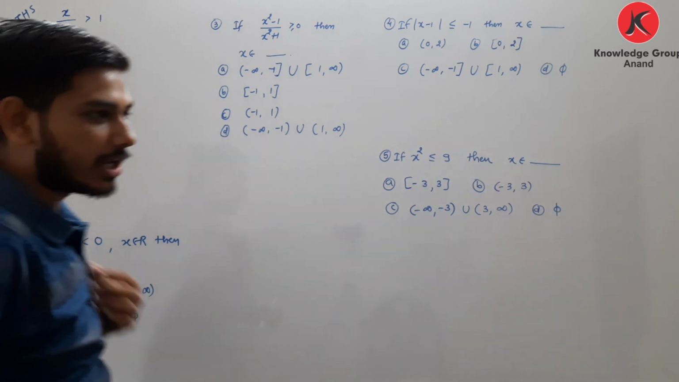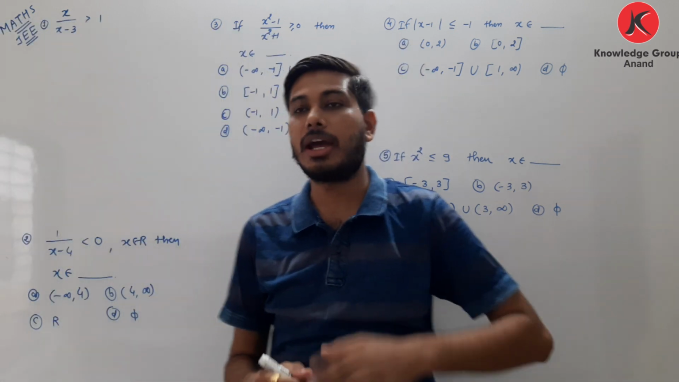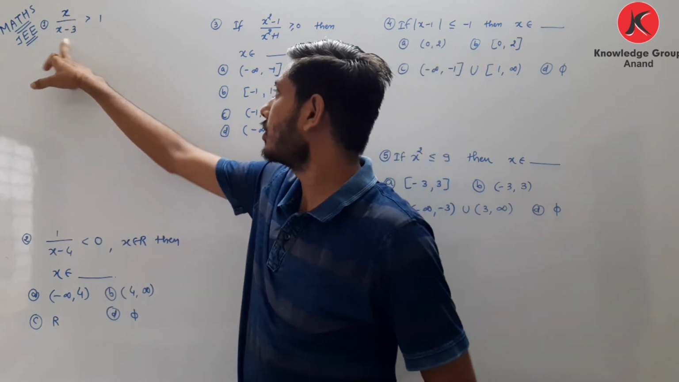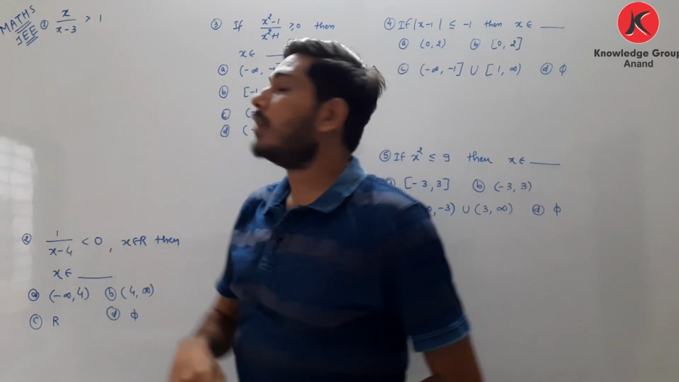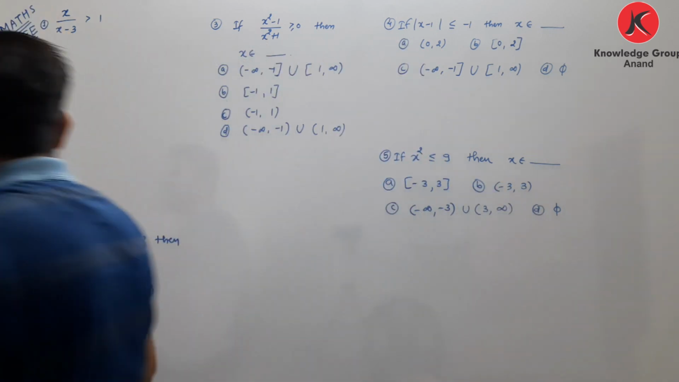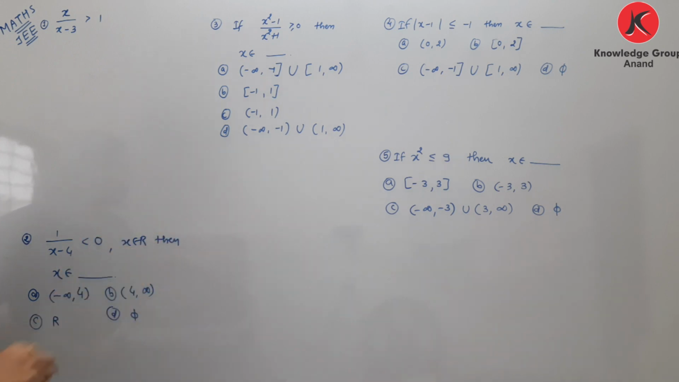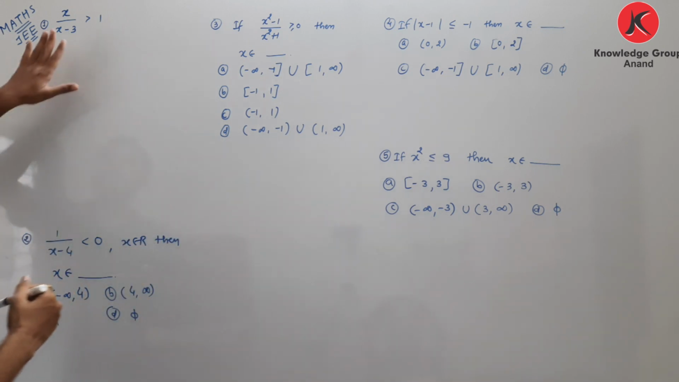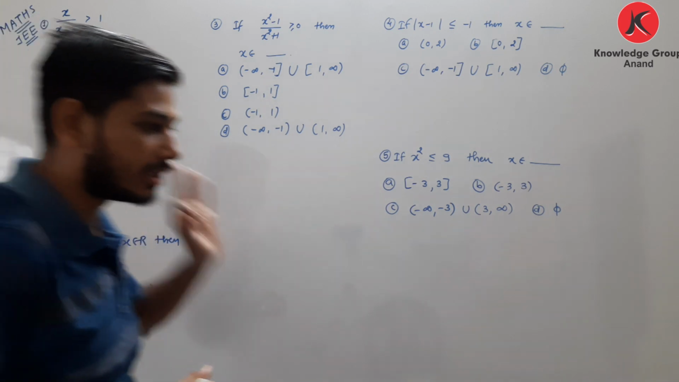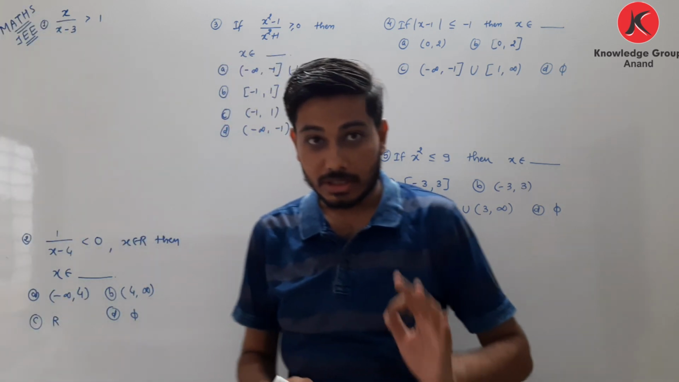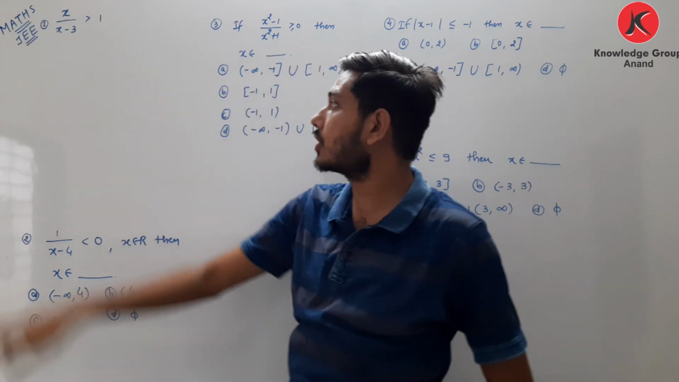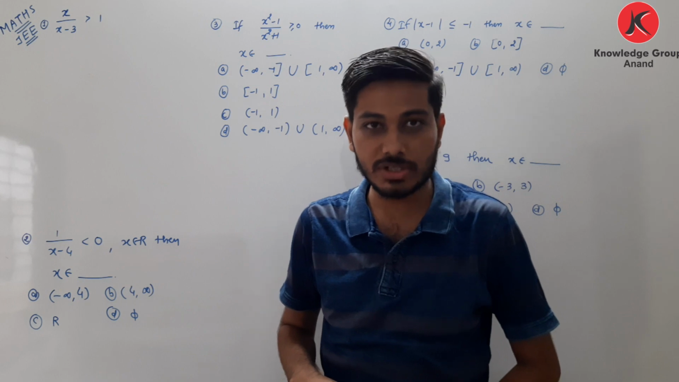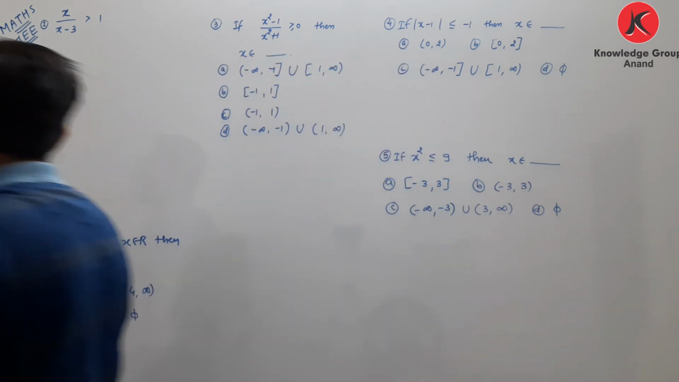If the numerator has a variable, then it is not a very hard question. But if the denominator also has a variable, then we have to be careful about this type of question. And how can we solve this type of question?